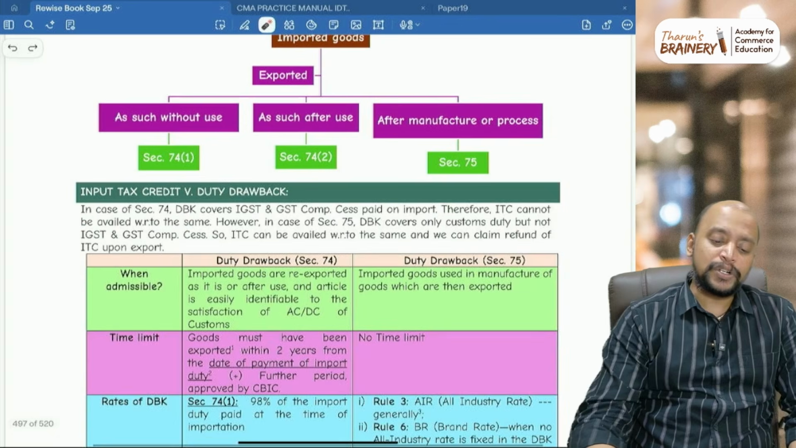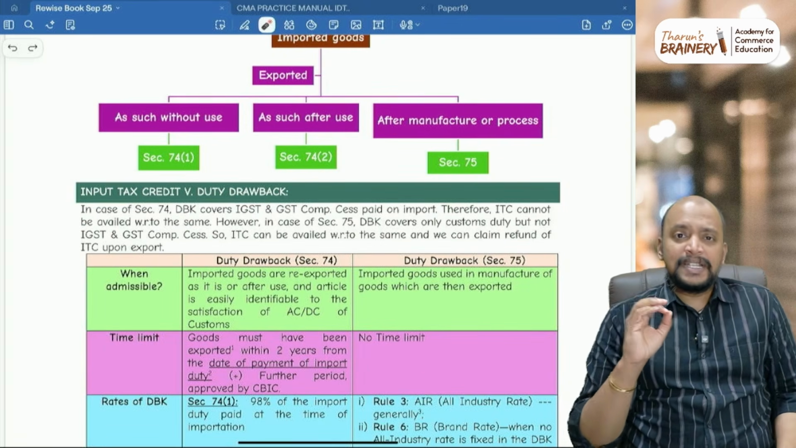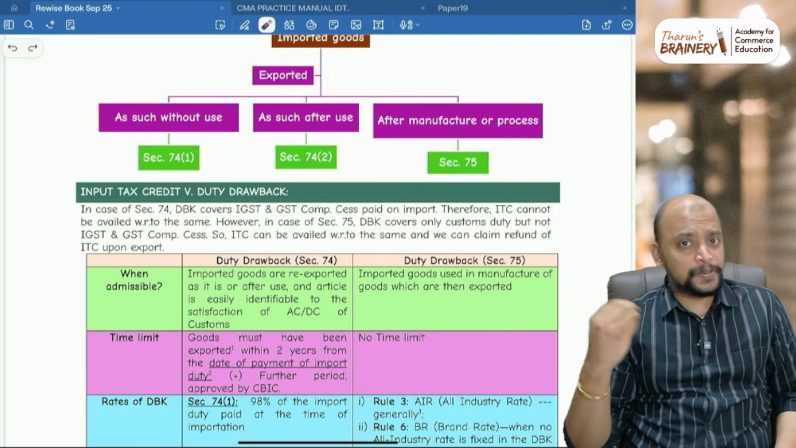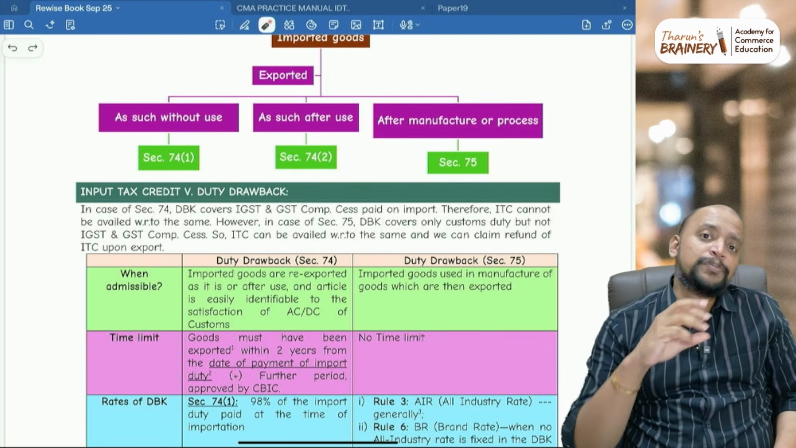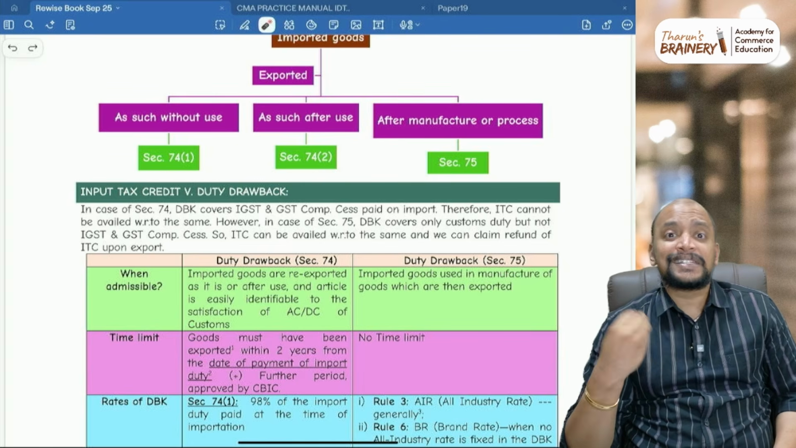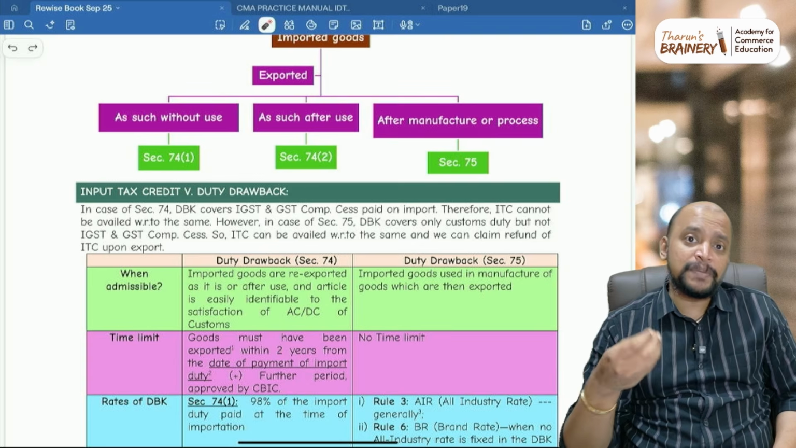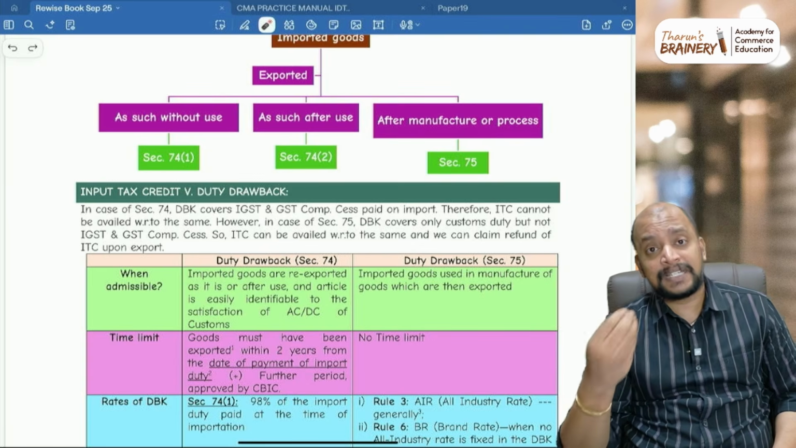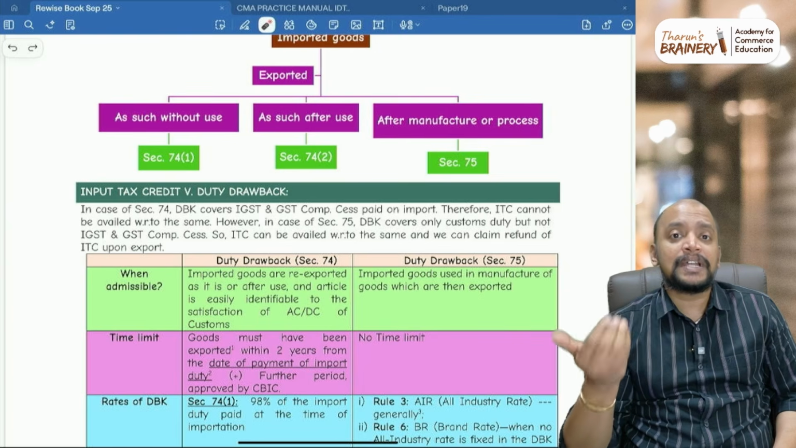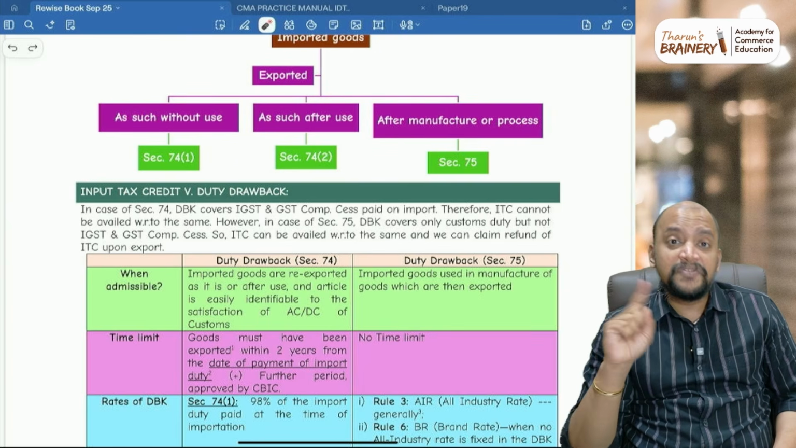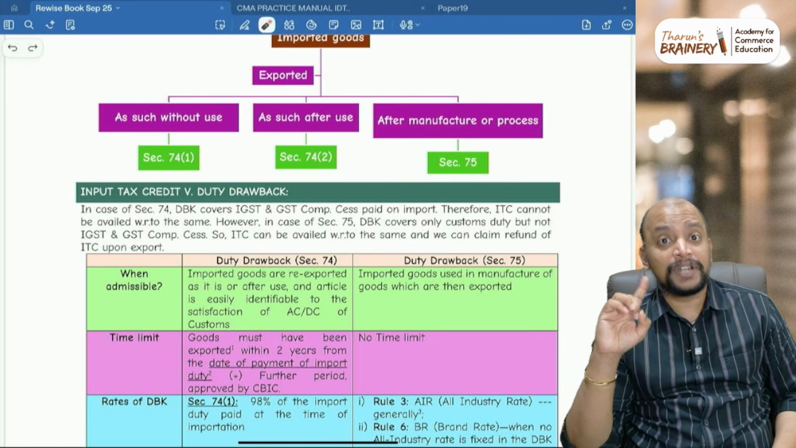Now, input tax credit versus duty drawback. Sir, I have a doubt. Generally, when the imported goods are exported, I am getting duty drawback refund. But on those imported goods, I paid the GST, IGST. Along with customs duty, we pay IGST, because on import, we pay basic customs duty, social welfare surcharge, anti-dumping duty, etc. And even IGST we pay. Can that IGST paid be taken as credit? Yes, if it is duty drawback under 75, it is possible to take the input tax credit.